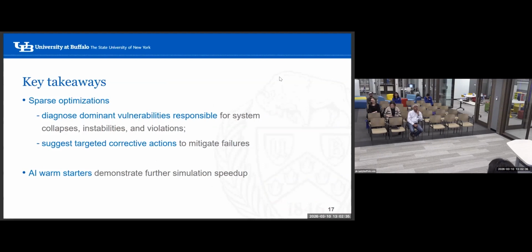And here are some key takeaways today. Sparse optimizations can help us diagnose key system vulnerabilities and also suggest some targeted corrective actions to mitigate failures. And further, with AI-based decision support, we can enable faster and more scalable analysis. A lot of exciting things are going on in the field of electrical power grids, and I'm happy to take any questions. Thank you.